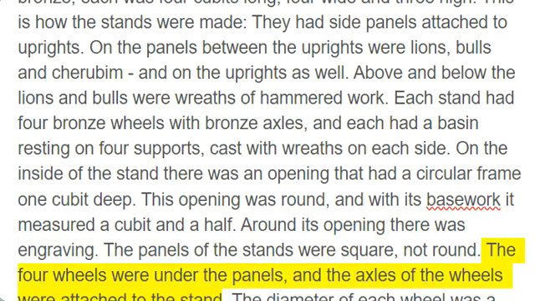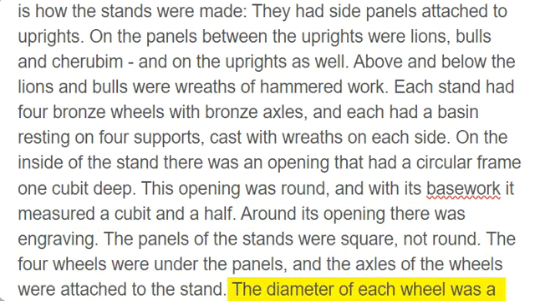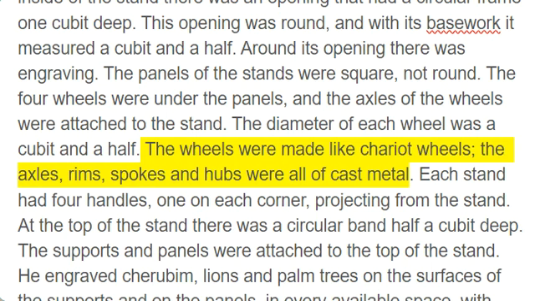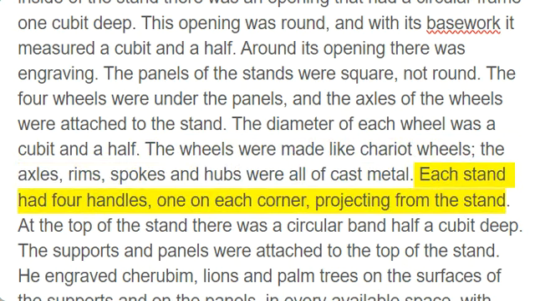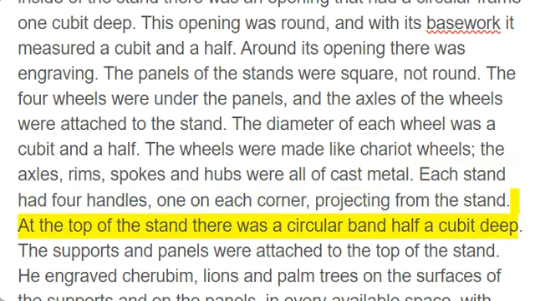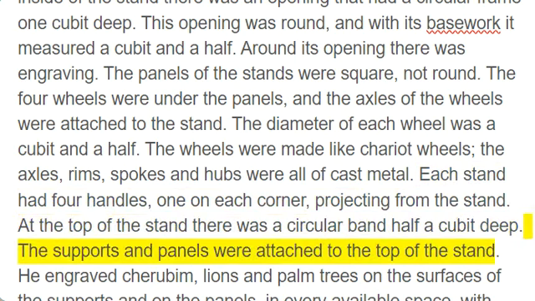The 4 wheels were under the panels, and the axles of the wheels were attached to the stand. The diameter of each wheel was 1.5 cubits. The wheels were made like chariot wheels, the axles, rims, spokes and hubs were all of cast metal. Each stand had 4 handles, 1 on each corner, projecting from the stand. At the top of the stand there was a circular band 0.5 cubit deep. The supports and panels were attached to the top of the stand.